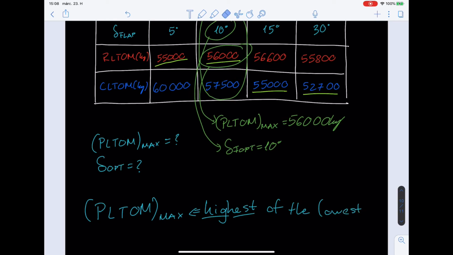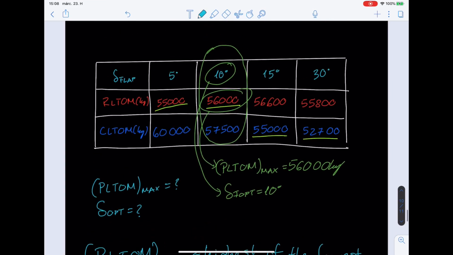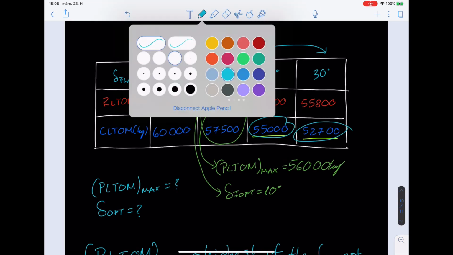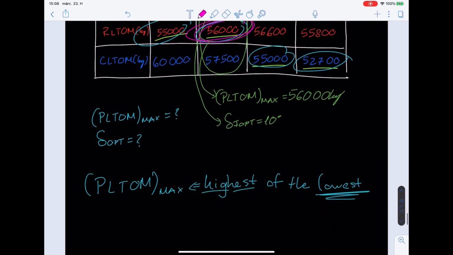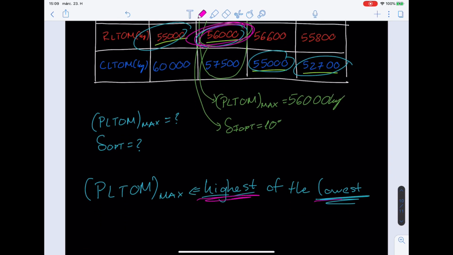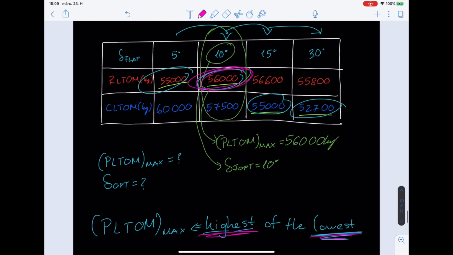Sorry, it is the highest of the lowest values, right? Because you go through each flap setting, and in each flap setting you choose the lower values, and from the lower values you choose the highest value, right? So it's going to be the highest value of the lowest values. Okay, I hope it makes sense.